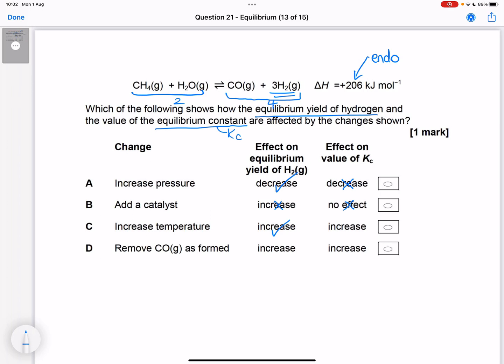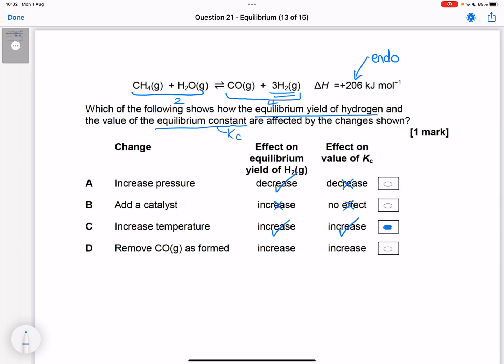And since temperature is the only factor that can affect Kc, we need to think about whether the next statement is correct as well. So as we increase the temperature, we're going to shift to the right, we're going to make more products. The top line of our Kc expression is going to get bigger. The bottom line of our Kc expression is going to get smaller. And so our Kc value is going to get bigger. So this is correct. So we're going to select answer C.